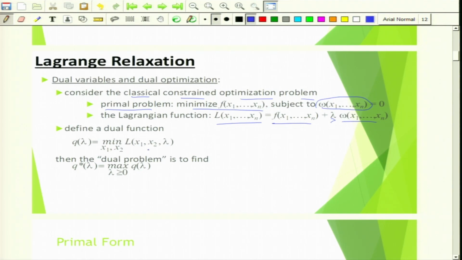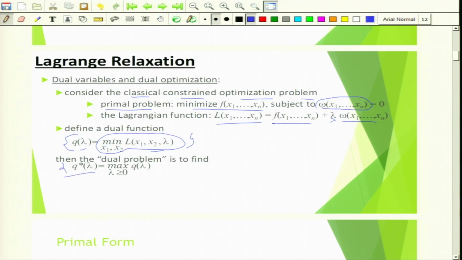Now we are defining a dual function. The dual function is q of lambda, which is the minimum of the Lagrangian function, and this depends upon the variables x1, x2. This is the definition that we are considering for the dual function. The minimum of that Lagrangian function is what we call the dual function, right, and the dual problem is the maximum of q of lambda. For a specific lambda greater than or equal to 0, you apply that lambda to this dual function and whatever you get, that is what we call q star of lambda.